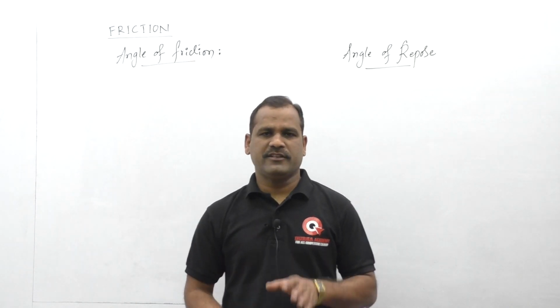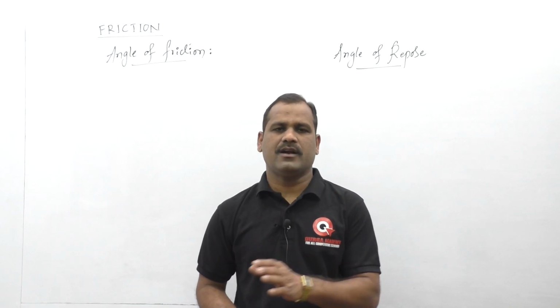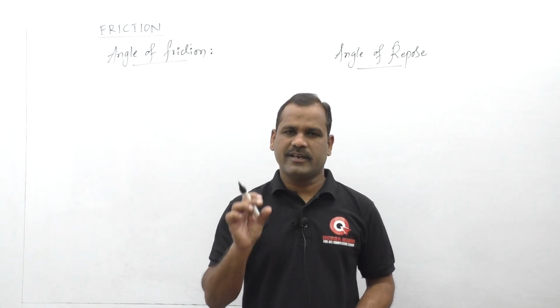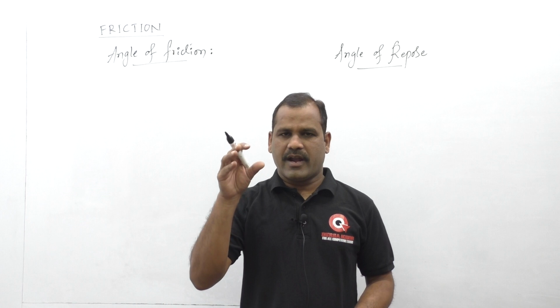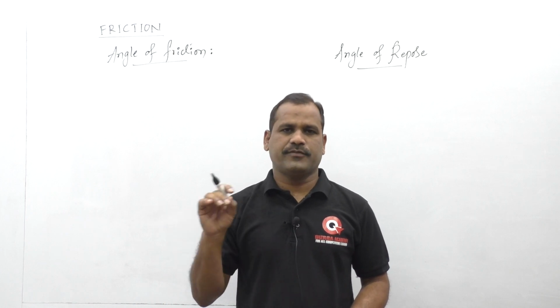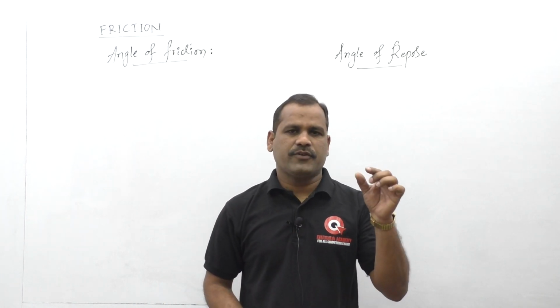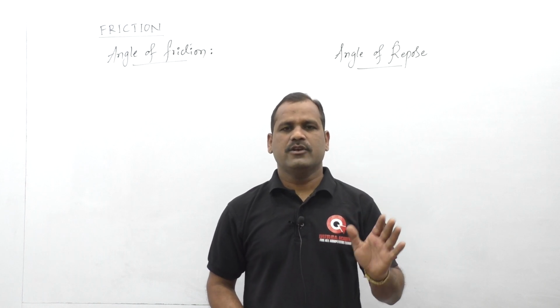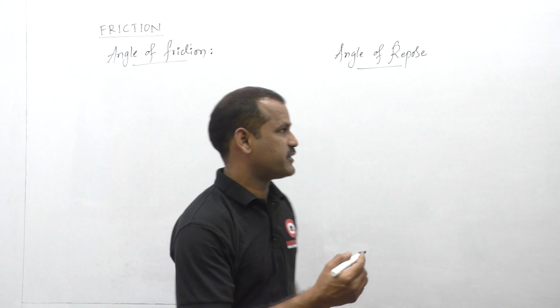Now let us see the difference between angle of friction and angle of repose. First, the angle of friction: this is the case where we consider an object kept on a horizontal surface, whereas for the angle of repose we will consider the situation in the inclined plane case. So let us see the difference between these two cases.